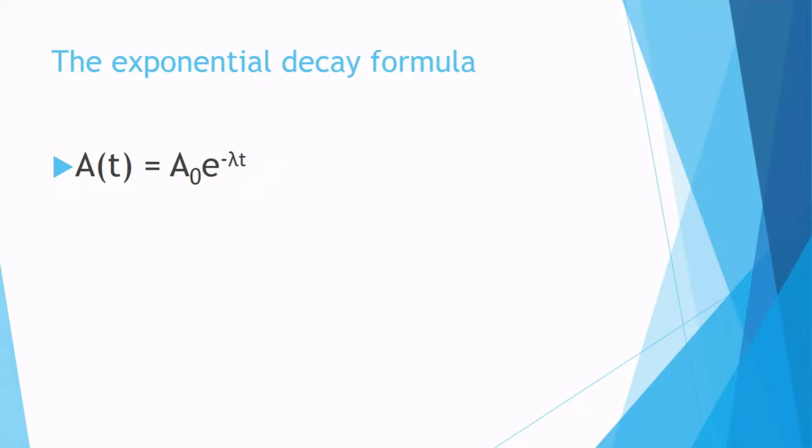First, we will look at the exponential decay formula itself. This formula can be used to represent anything that decays exponentially. It can be used for many things, such as activity, mass, and number of neutrons. In this case, the formula is for activity, and says that activity at time t is equal to the initial activity multiplied by e to the power of the negative decay constant multiplied by time.